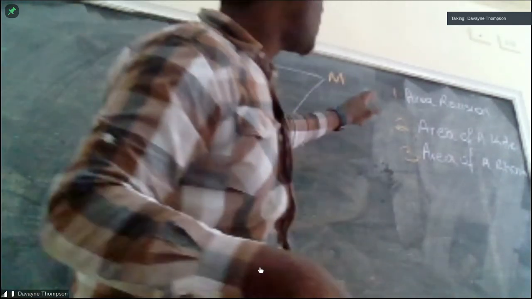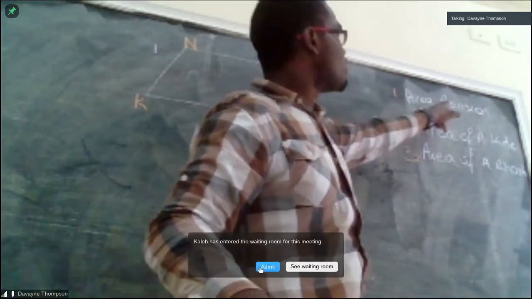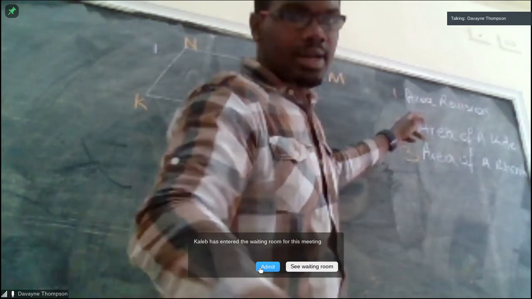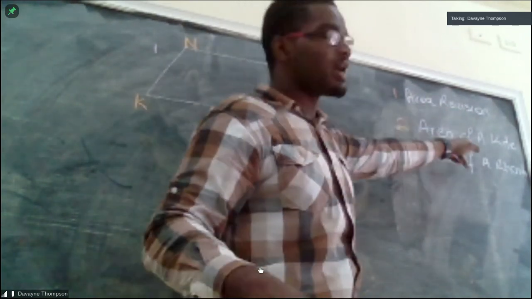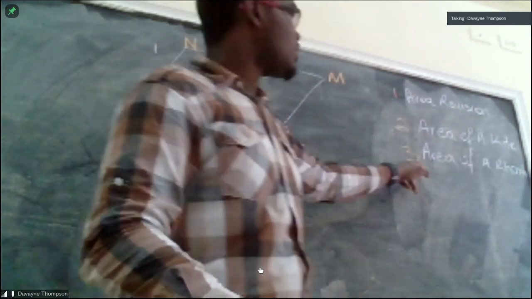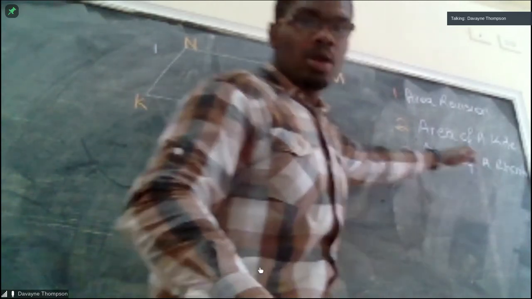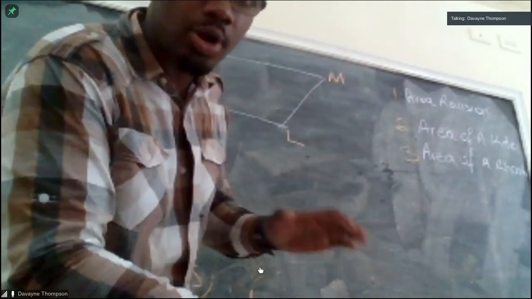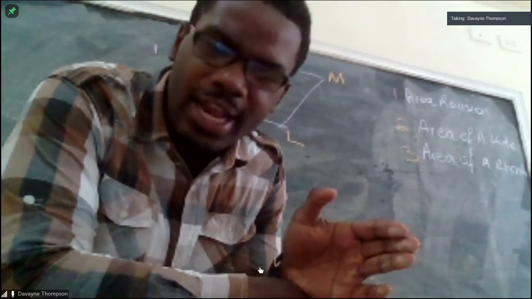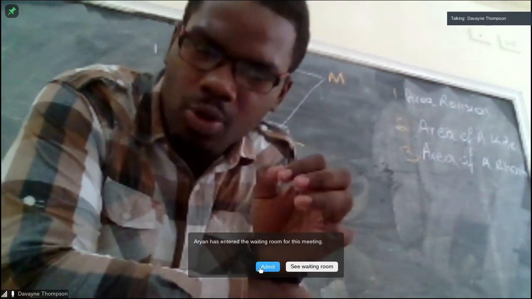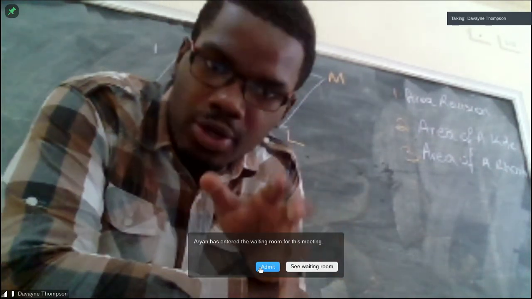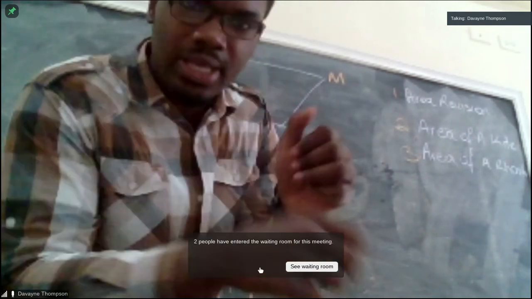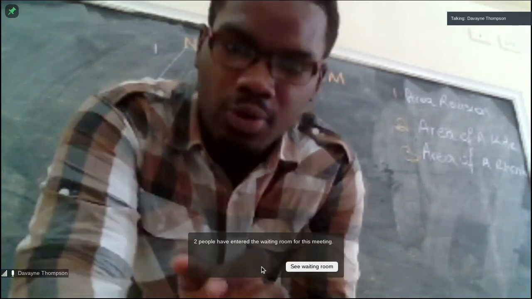Okay? So on three pages, you're going to put at the top of the page, area of revision. On the next page, you're going to put area of a kite. And then on the third page, you're going to put area of a rhombus. Below that now, you're going to put the notes I gave you. And then if I gave you questions to do for homework, that is where you do the homework question. So when you take pictures of your homework, your notes should be there as well.